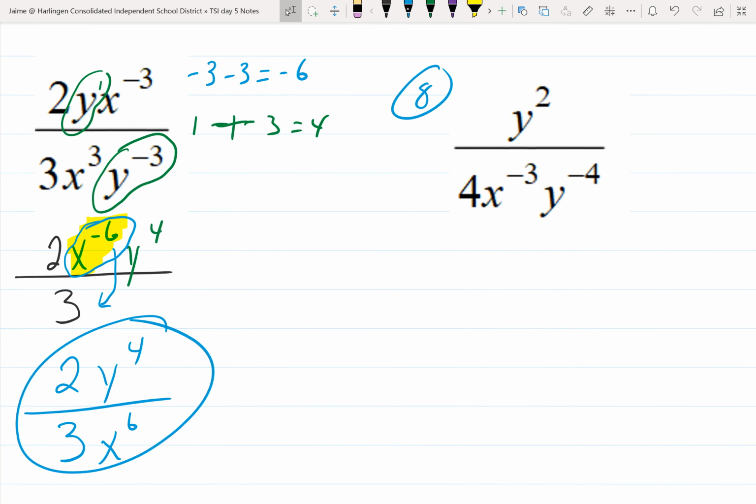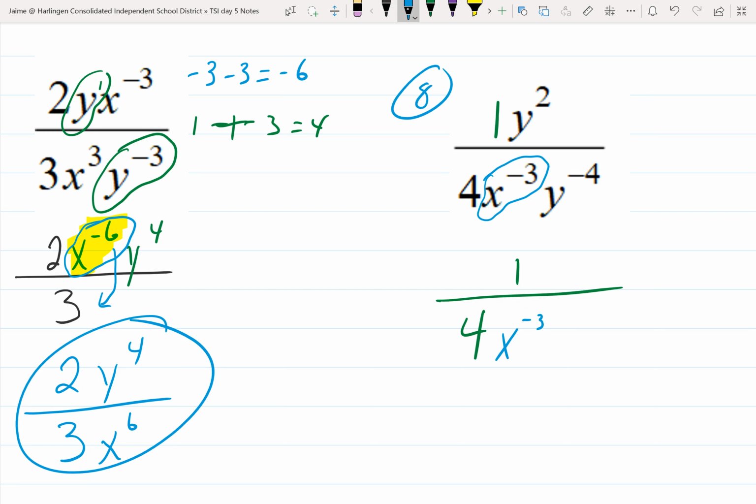Number 8. There's a 1 right here. So 1 divided by 4, well, that's going to stay 1 and 4. Now we have X's and Y's, remember. So I'm going to do the X first. There's an X right here. Is there an X over here? No. So I'm going to leave X to the negative 3 on the bottom for now.